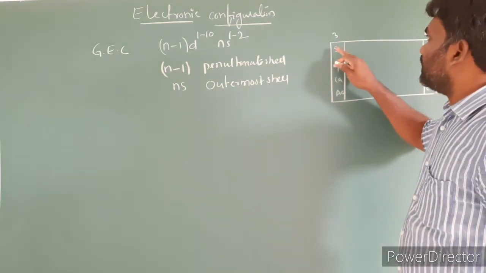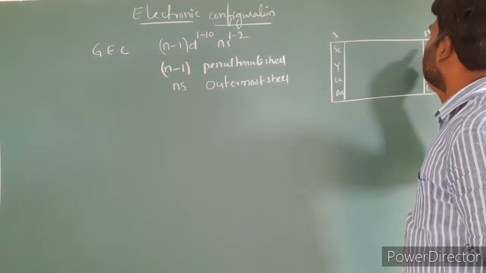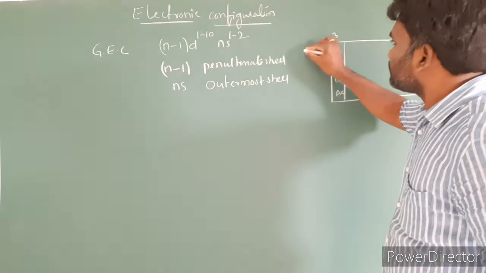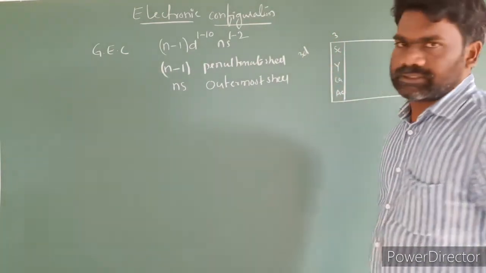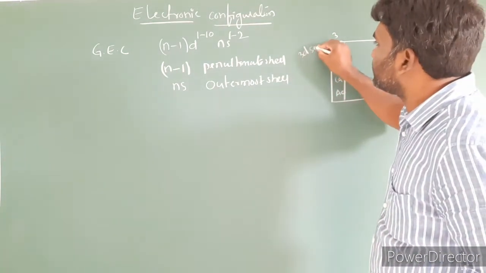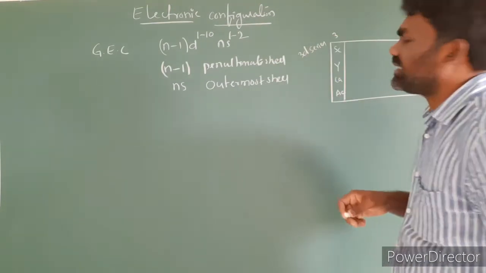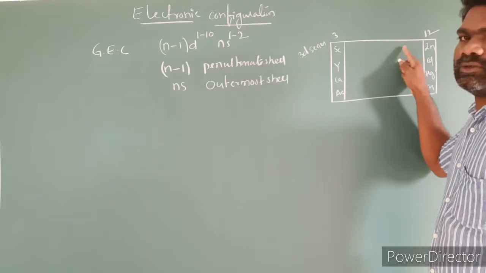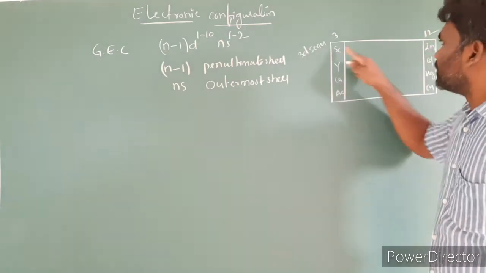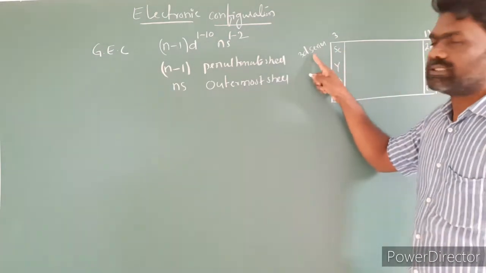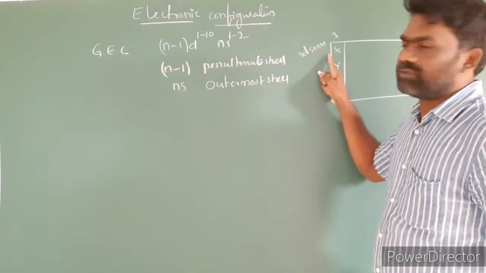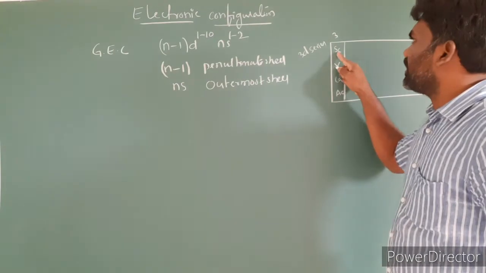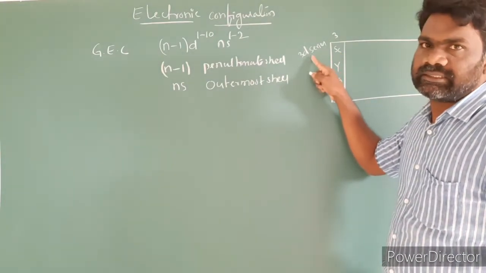From scandium to zinc, the last electrons enter into 3d orbitals, so we call them the 3d series: scandium, titanium, vanadium, chromium, manganese, iron, cobalt, nickel, copper, zinc. For all these elements, the last electrons enter into 3d orbitals, so we call them the 3d series.